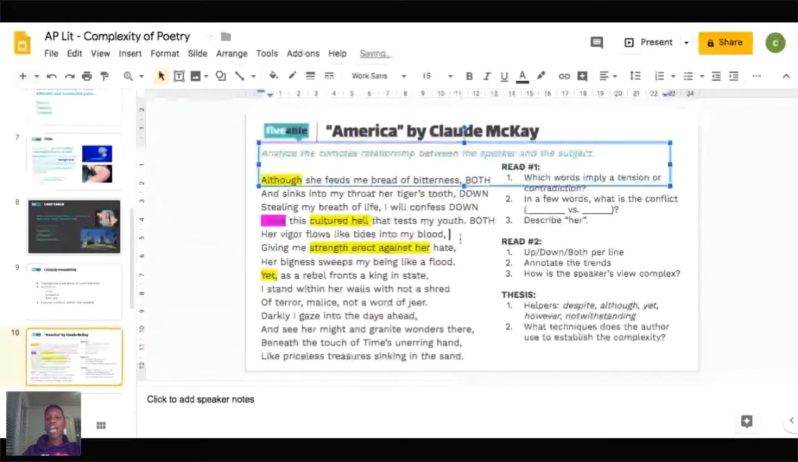And really, it's funny. I always think of this poem as being mostly up, but it's really not. "Giving me strength erect against her hate." I'm going to call that a both.